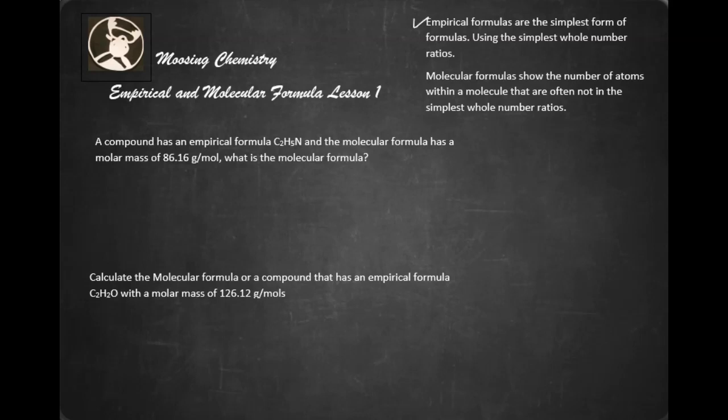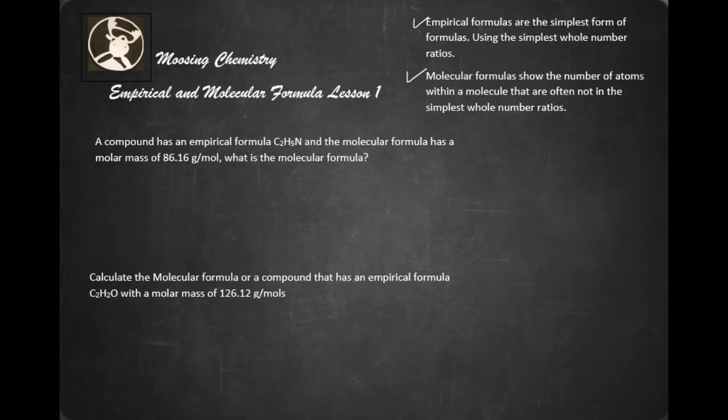Empirical formulas, what are they? Empirical formulas are the simplest form of formulas, using the simplest whole number ratios. On the other hand, molecular formulas show the number of atoms within a molecule that are not often in the simplest whole number ratios. Let's look at our first problem.